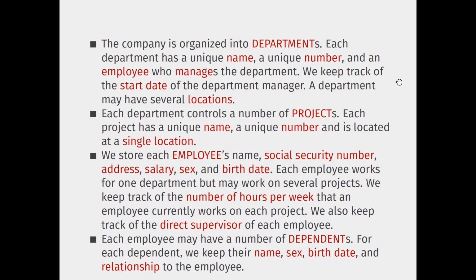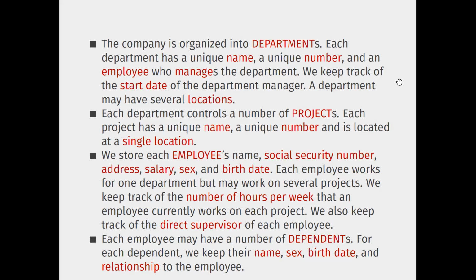Okay, next statement. Each department controls a number of projects. Each project has a unique name, a unique number, and is located in a single location. So now it says we have a company, we have a set of departments, and the departments work on a number of projects, and they describe the attributes.